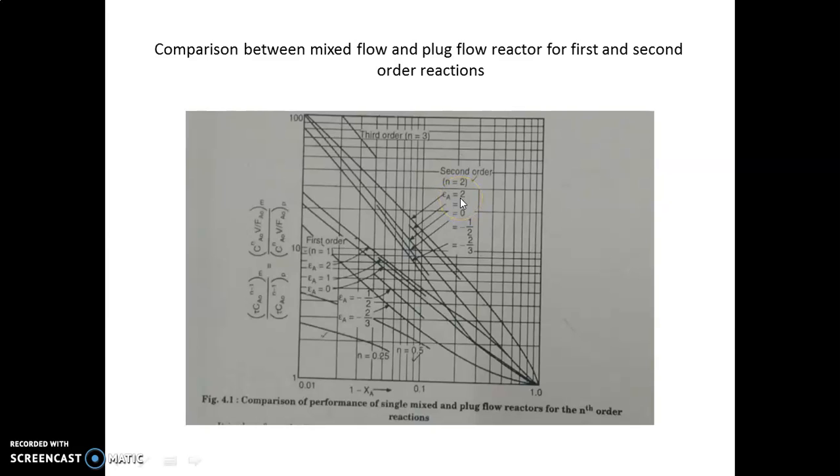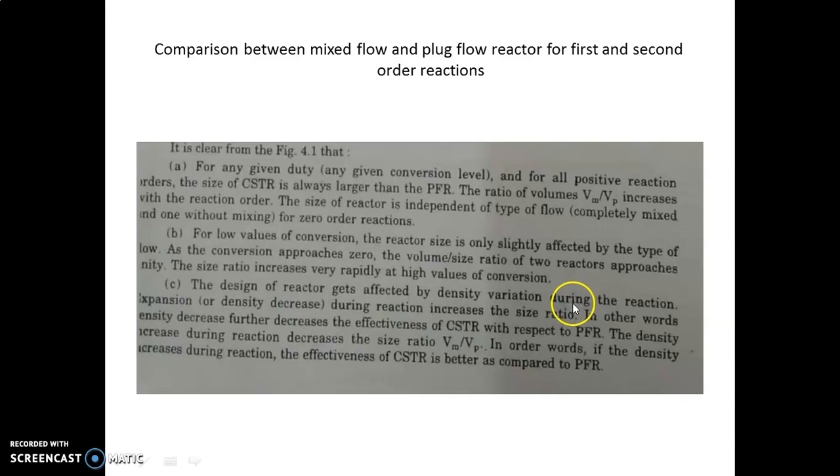And in other words, if the density increases during the reaction, it decreases the size ratio. That means here the density increases, the size ratio decreases. So these lines show that point. So these three conclusions we have drawn from the graph. In this way we can compare the mixed flow reactor and plug flow reactor for first and second order reaction. Thanks.